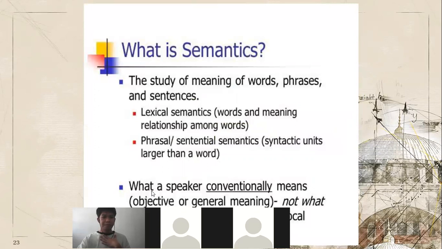What is semantics? The study of meaning of words, phrases, and sentence. We have lexical semantics: words and meaning relationship among words. We say lexical semantics or lexicosemantics, it refers to how the words are being used in a sentence. Because sometimes the word changes yung lexical category niya. There are words that their lexical category will be changed if they are being used in a specific sentence.